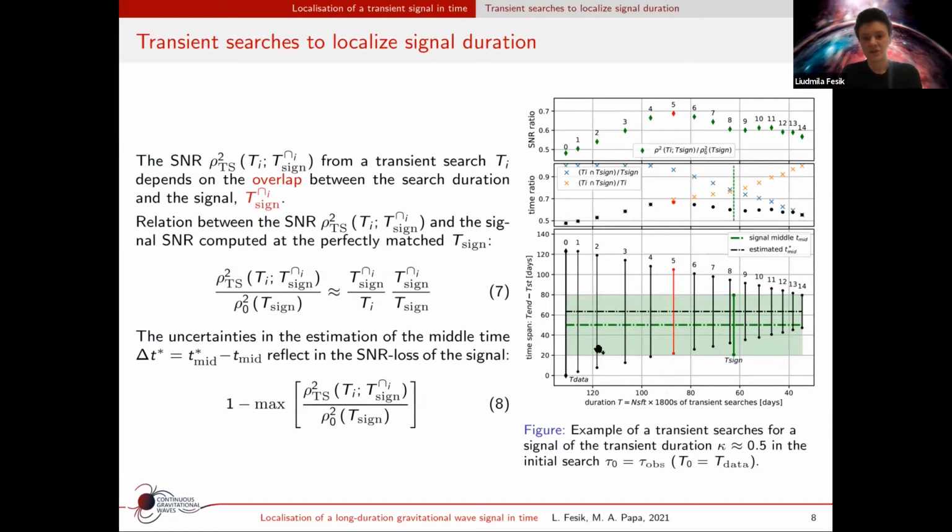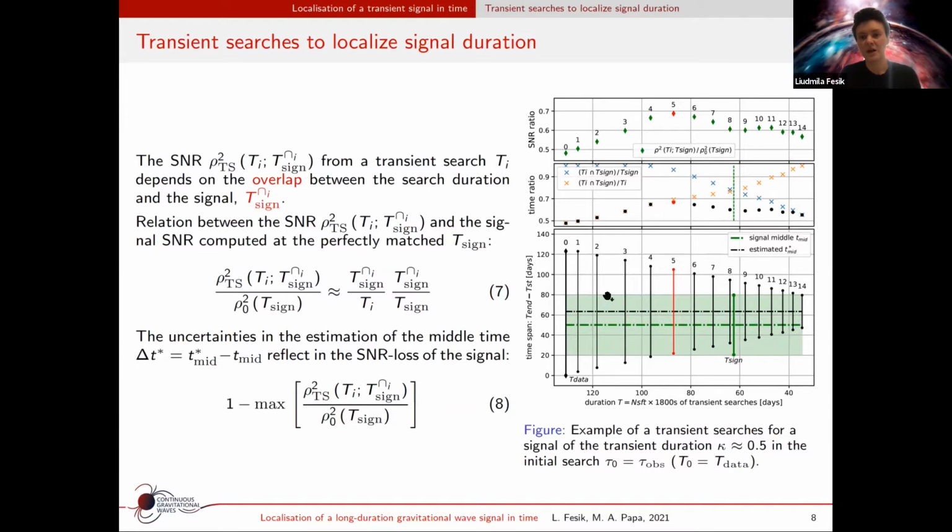For the transient searches, I estimated the middle time, which is mismatched with the actual middle time given by the green line. The signal duration, the signal overlap of all these transient durations, is given by the green shaded area. So we can see that for most of the cases we deal with transient searches, meaning that we have a transient signal for every search.